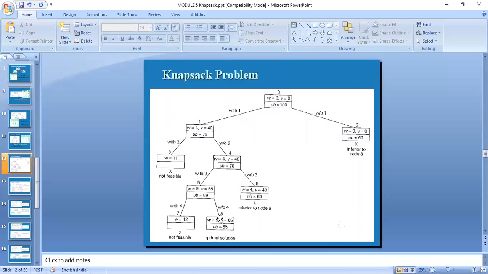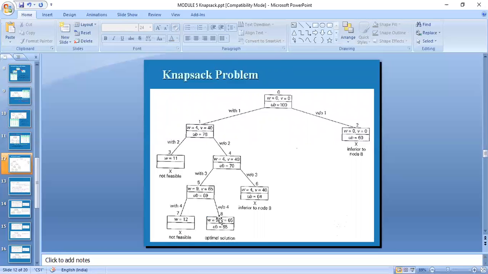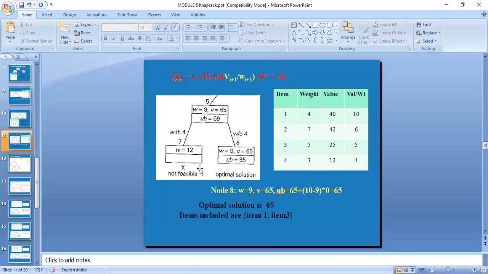Now, when you consider it as the optimal solution, what are the items included? To find out the items included, what do you need to do? Same as your sum of subset, we need to start from the root node and traverse this path. When you traverse this path with item 1, without item 2, with item 3 and without item 4, it means that you have included only 2 items, item 1 and item 3, to get a solution of 65. So the optimal solution here is 65.